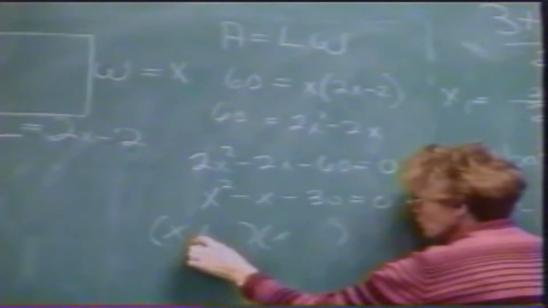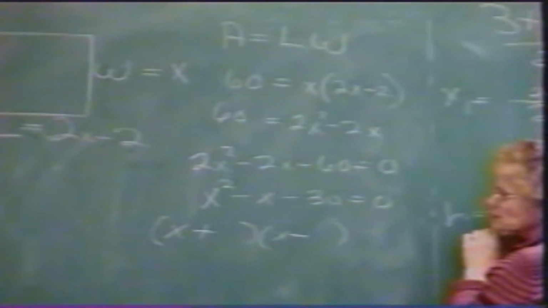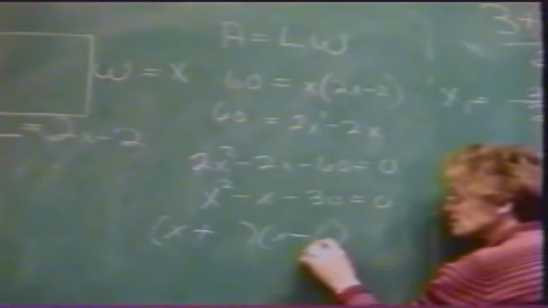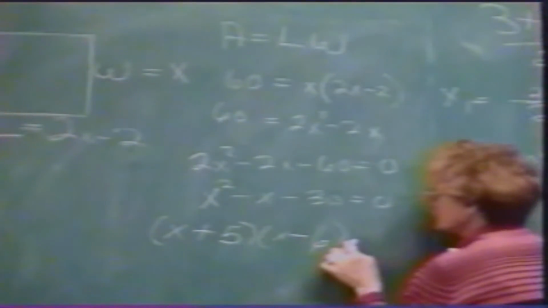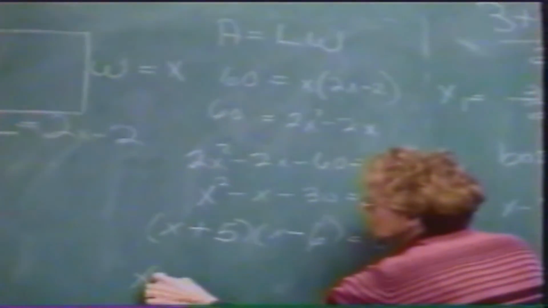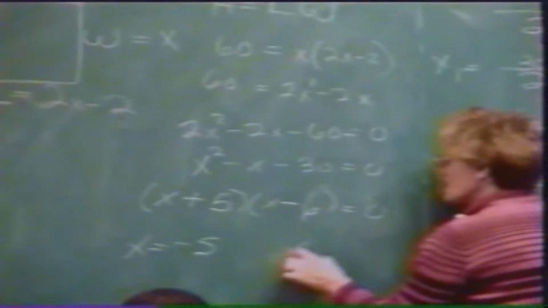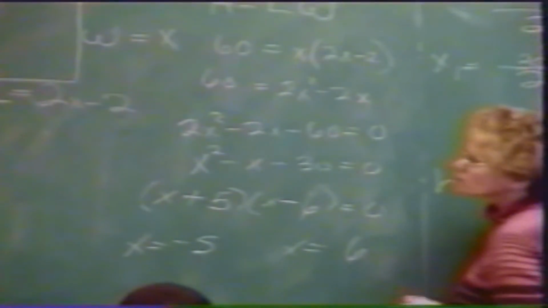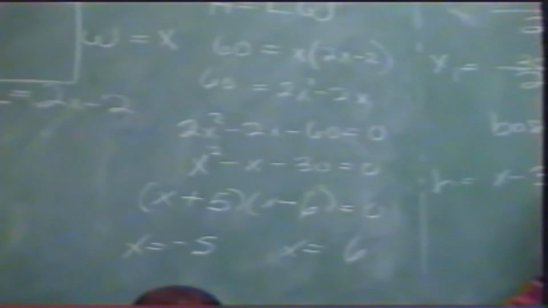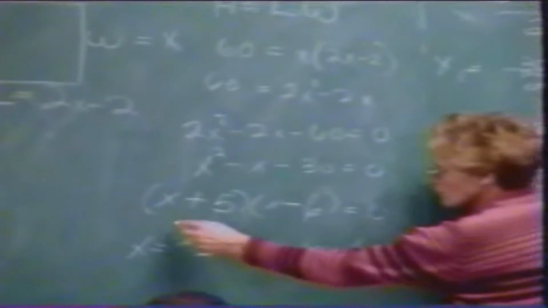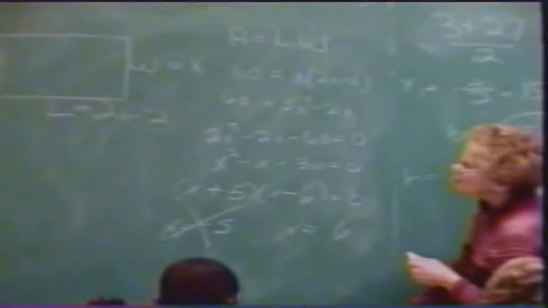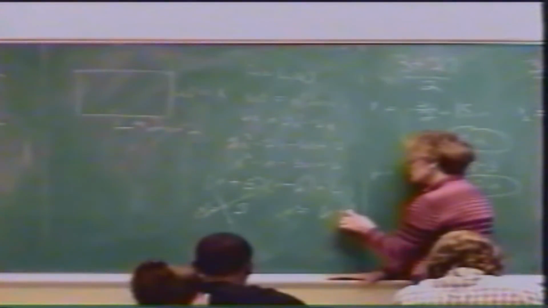X what? 5 and 6. Which one's plus and which one's minus? Negative 6, positive 5. So we'll get negative 5 as an answer and 6 as an answer. So since we're dealing with area, what would our answer be? 6. You throw the 5 away, and we're dealing this time with feet, so we'd have 6 feet.